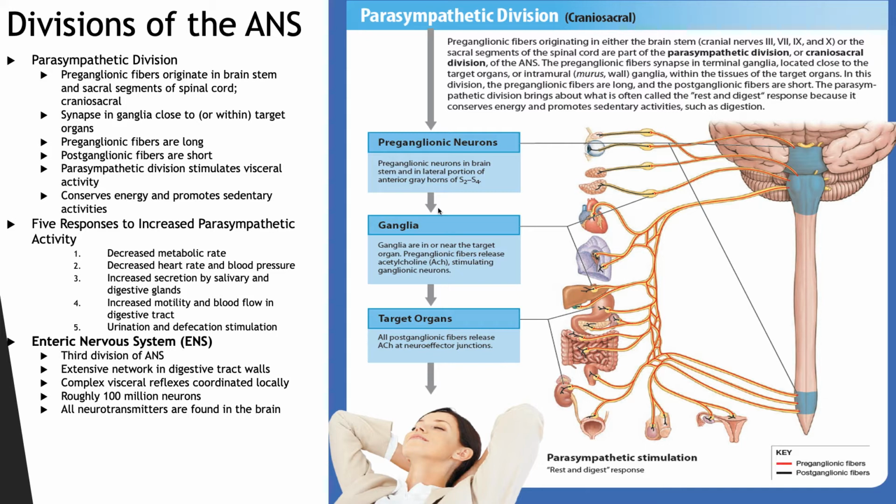Altogether, the ENS has roughly 100 million neurons, at least as many as the spinal cord. It also uses the same neurotransmitters found in the brain. And throughout this section, we'll focus on the sympathetic and parasympathetic divisions, which integrate and coordinate visceral functions throughout the body.